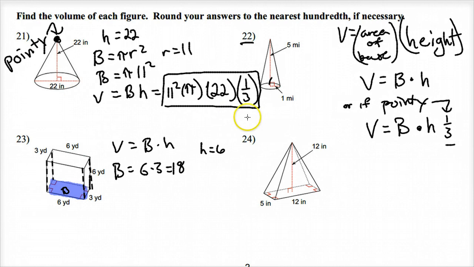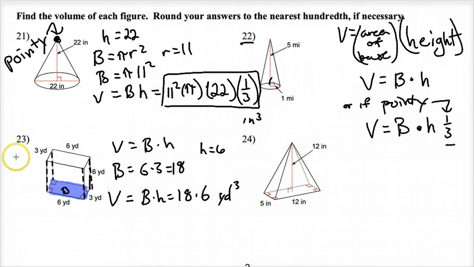And these are in yards. Up here I should have put inches cubed, because these are going to be yards cubed, because volume is cubic units. So the area of the base times the height is going to be 18 times 6 yards cubed. There we go. Let's do a couple more just to keep the variety in there.